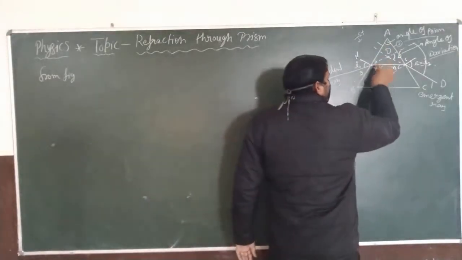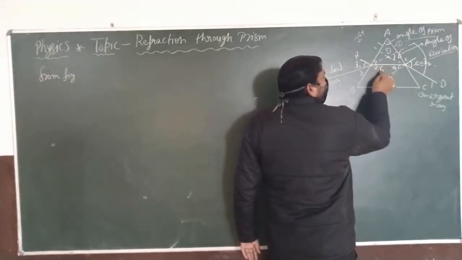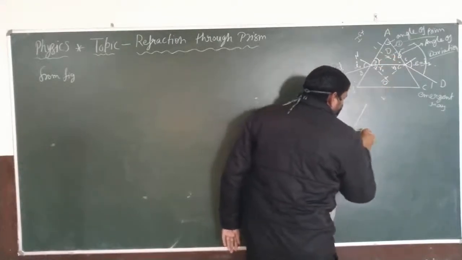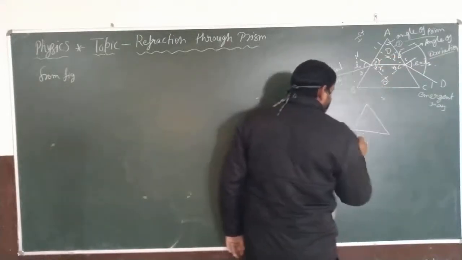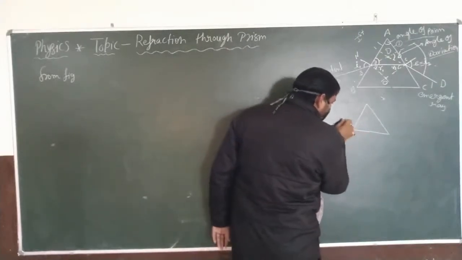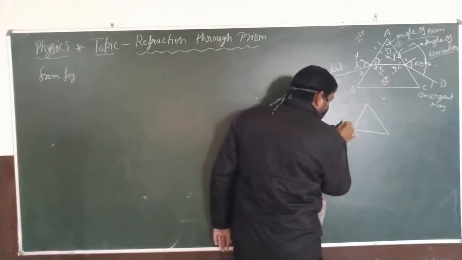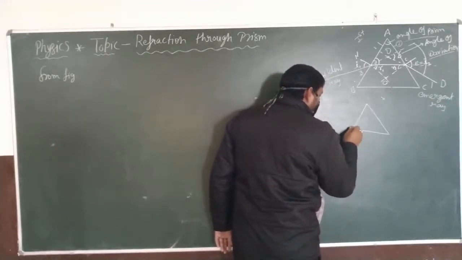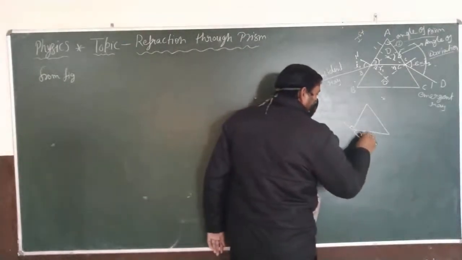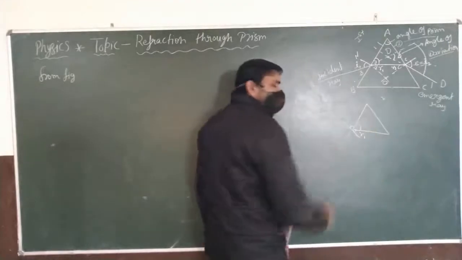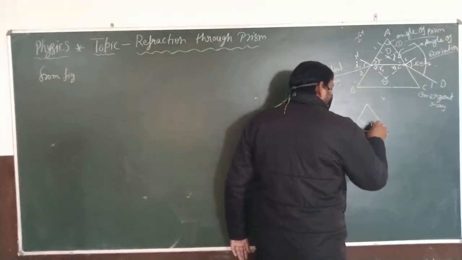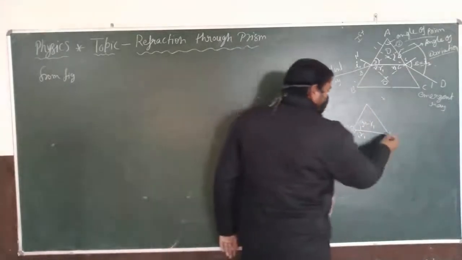Therefore, this is 90, and if we subtract R1 from 90, the angle we get, I will form it here. This is the normal at this point. If this is 90, so this is also 90, and this is angle R1. So how much is this value? The answer is 90 minus R1.